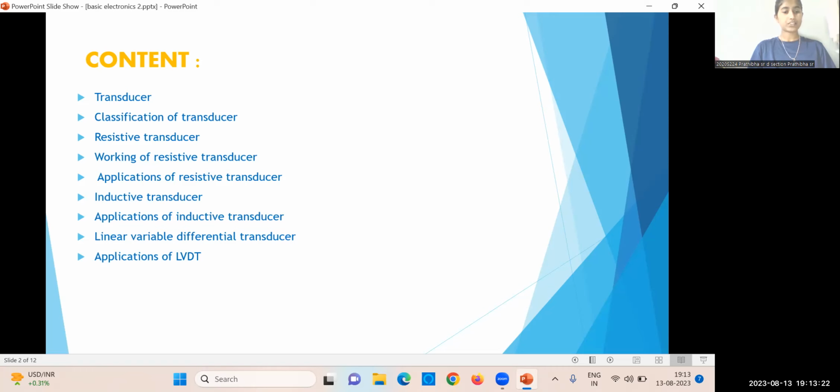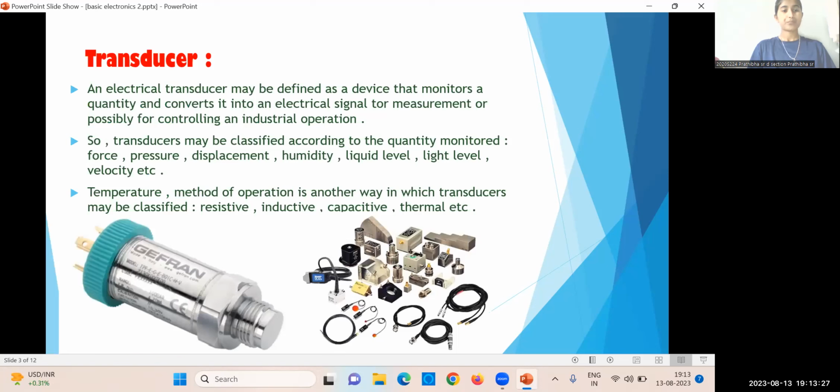First, let us see the definition of transducer. An electrical transducer may be defined as a device that monitors a quantity and converts it into an electrical signal for measurement or possibly for controlling an industrial operation.